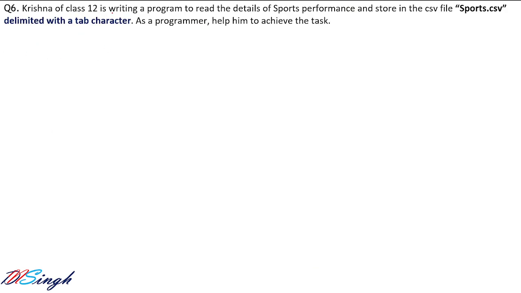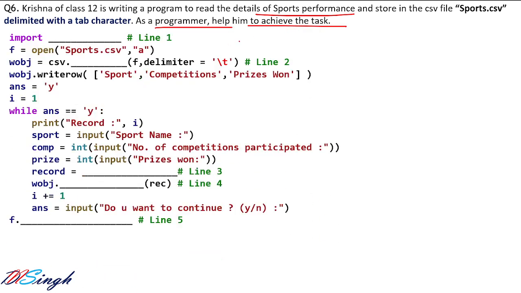Krishna, a class 12 student, is writing a program to read the details of sport performance and store them in a CSV file. Sport delimited with tab character. I already explained about the delimiter. The one character string that is used to separate the fields is called a delimiter. As a programmer, help him to achieve this task. This is the code available to us.